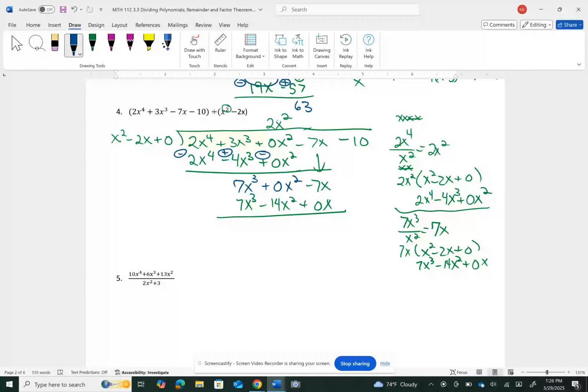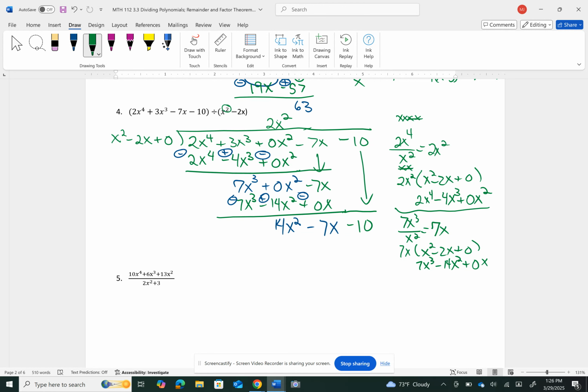Now we're at the subtraction step, so I'm going to change the signs and then combine my terms. So the first terms cancel, then I get a 14x squared, and then negative 7x plus 0x would be negative 7x. Okay. So let's bring down the next term and let's divide one more time.